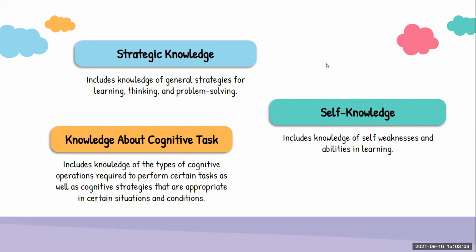And last is self-knowledge. This includes knowledge of self, weaknesses, and abilities in learning. Examples of this type of knowledge include understanding that someone who is an expert in one field is not necessarily an expert in another, and then understanding of the goals to be achieved, and understanding of the abilities possessed in performing a task.